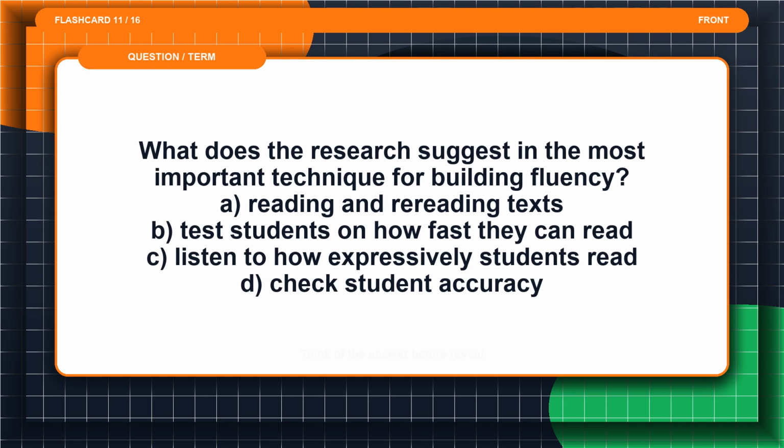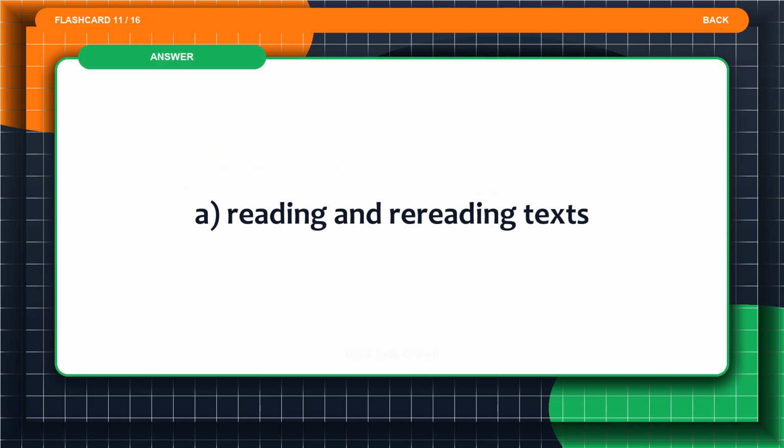Flashcard 11. What does the research suggest is the most important technique for building fluency? A. Reading and rereading texts. B. Test students on how fast they can read. C. Listen to how expressively students read. D. Check student accuracy. Think of the answer before the reveal. The answer is A. Reading and rereading texts.